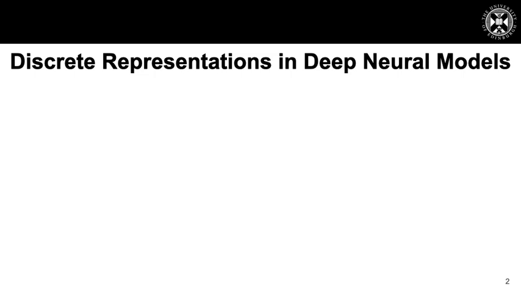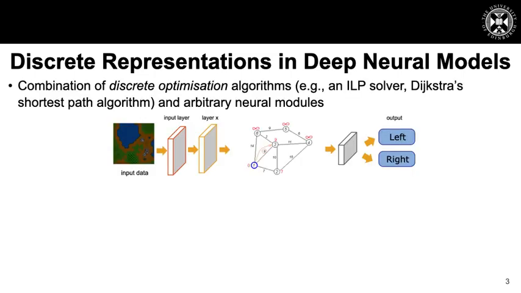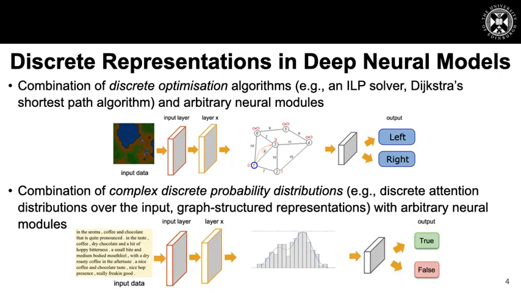So, why do we care about learning discrete representations in neural models? One reason is that we may want to incorporate, for example, a planning algorithm in our model to make it able to solve complex tasks that require some degree of planning or reasoning. Another reason is that we may want to incorporate a discrete probability distribution in our model, for example, to make it more explainable.